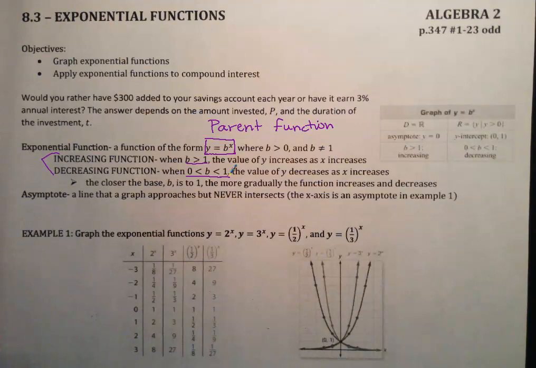Yeah. Well, 0.999999999. Correct. Okay. Now, the next step. The closer the base, or b, is to 1, the more gradually the function increases and decreases. So if this number is 1.1 or 0.99, it's going to be closer to 1, so it's going to be more gradual.